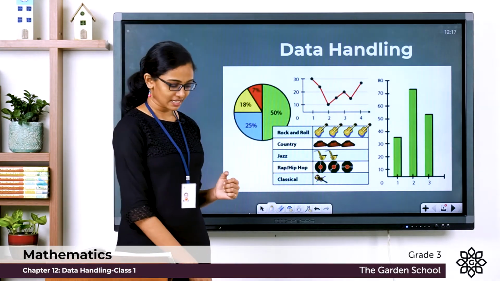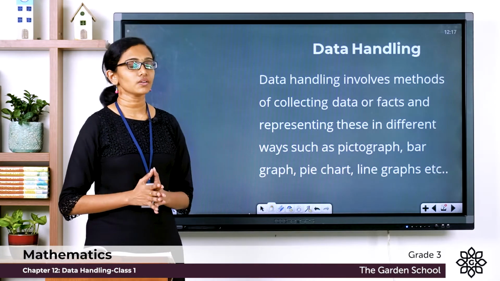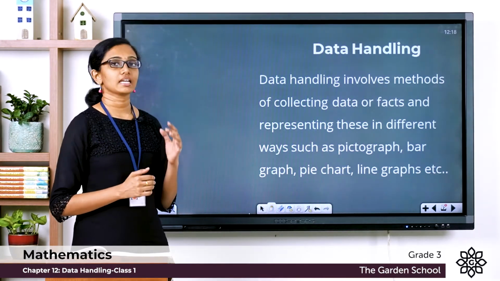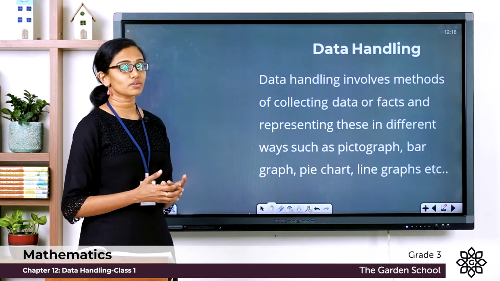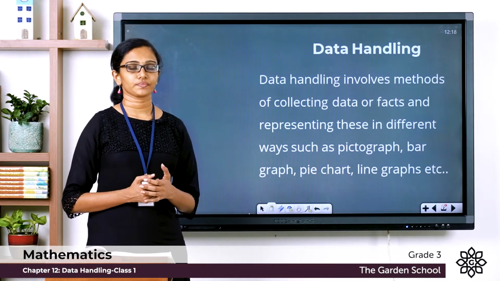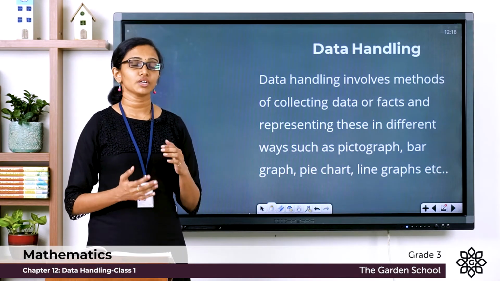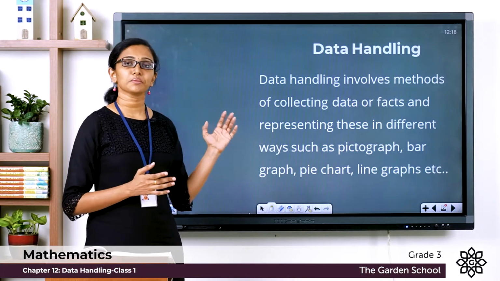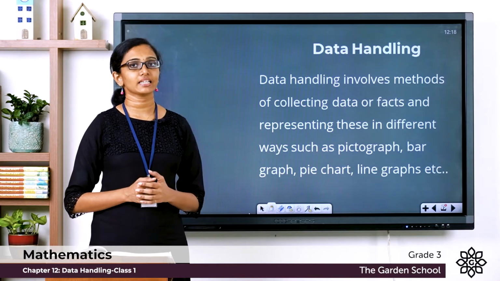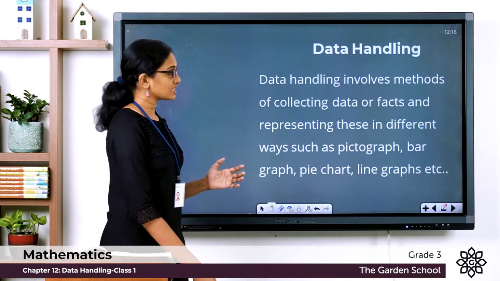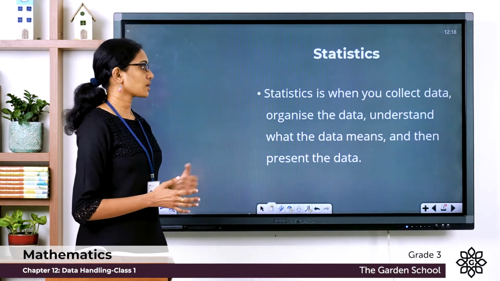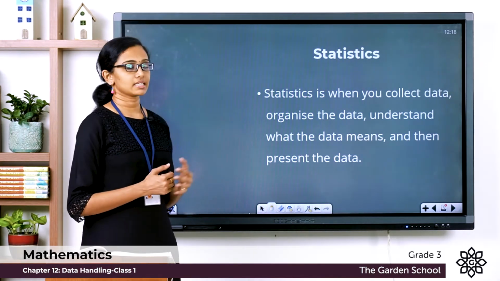Let's see that once again. Data handling involves methods of collecting data or facts and representing these in different ways such as pictograph, bar graph, pie chart, line graphs, etc. In this chapter, you are going to learn about pictographs and bar graphs. The branch of mathematics that deals with data handling is called statistics. Statistics is when you collect data, organize the data, understand what the data means and then present the data.